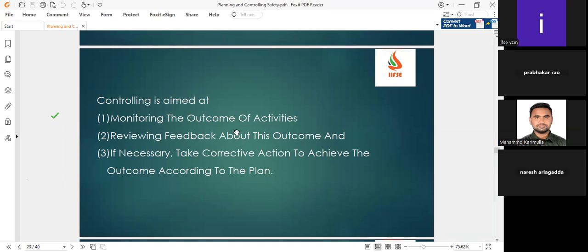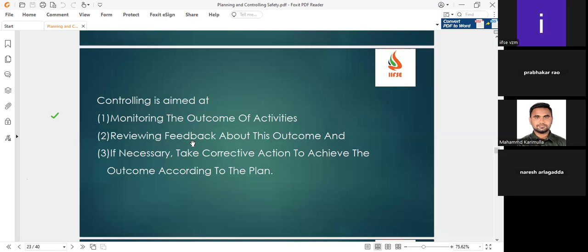For both the things, we have to take the feedback from all the four departments, and we have to inherently change the process or change the steps in the second batch process. That is called reviewing feedback about this outcome. Not only from the customer, but also the in-house quality control and the employees in-house who are involved in the process, you have to take the feedback.